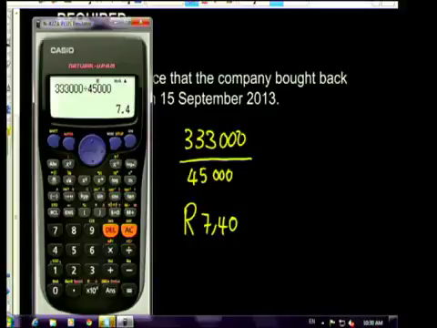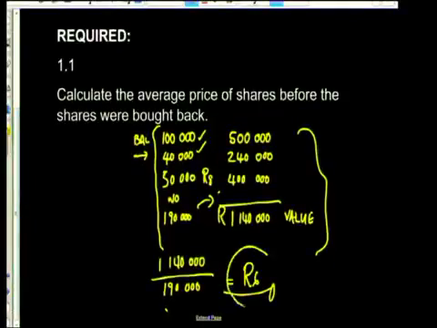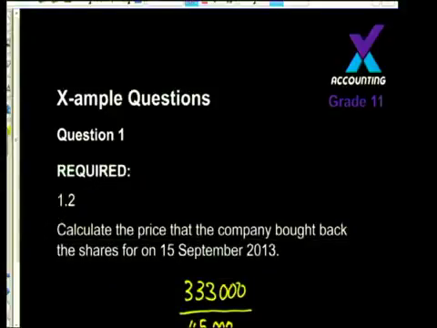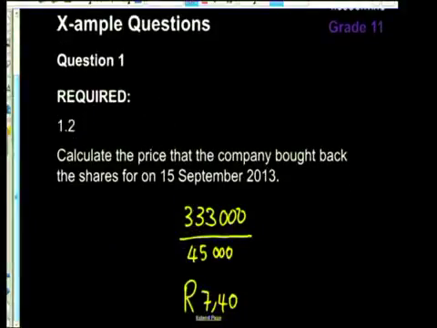Notice the difference. What is the 7 Rand 40? That's the value at which we repurchased those shares. What was the average price? Can you recall? Yes, we worked it out. The average price of those shares was 6 Rand. Immediately you can see the two prices we're going to be working with: the buyback price of 7 Rand 40, as well as the average price, which was 6 Rand. Those are the two figures we're going to be working with when we start our calculations.